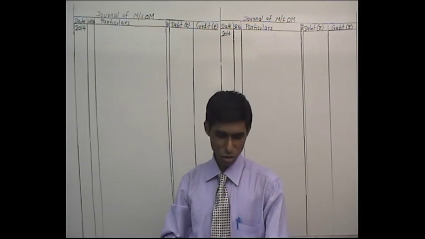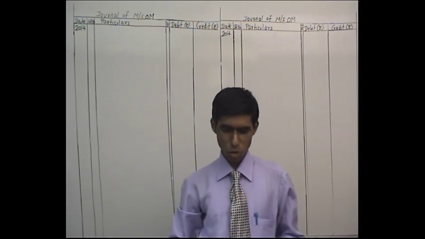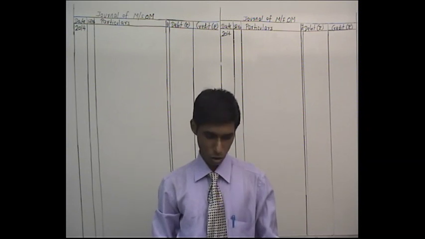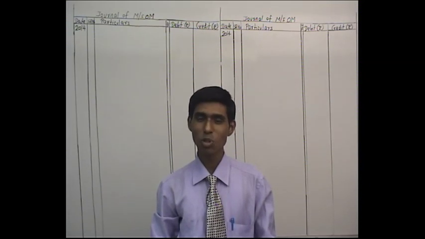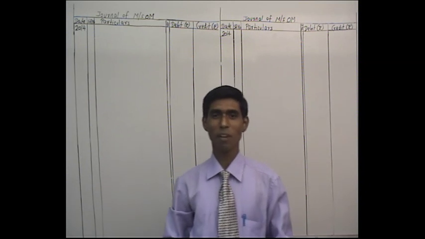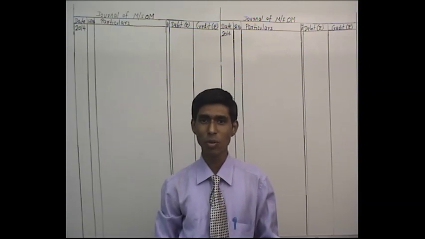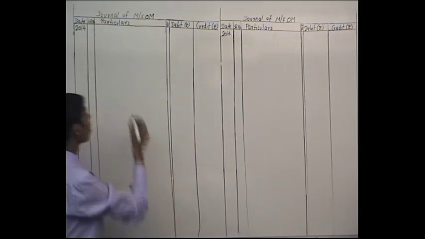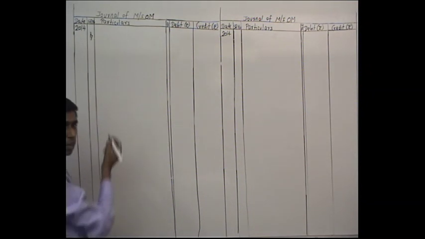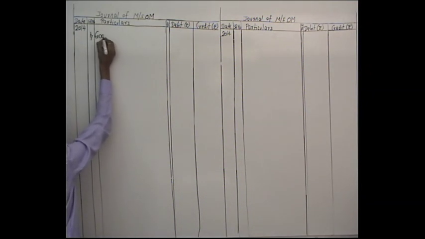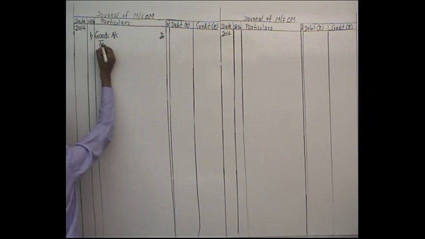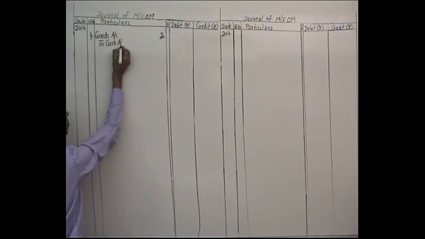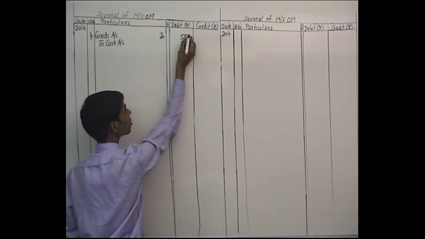Okay, first transaction, bought goods for cash. Underline goods, cash. Goods is real, comes in debit, cash real goes out credit. My first entry will be goods account debit to cash account. The amount is 500.